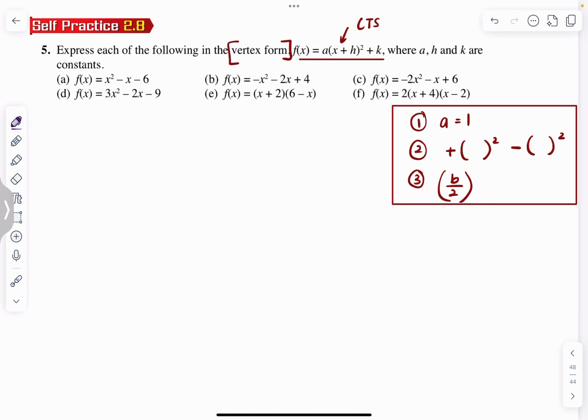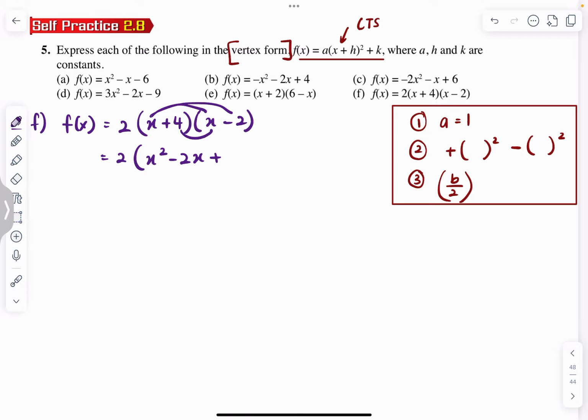Okay, lastly, let's look at F. So f(x) is 2, x plus 4, x minus 2. Okay, so we expand the brackets first. x square minus 2x plus 4x minus 8. And then we expand the 2. So 2x square minus 4x plus 8x minus 16.